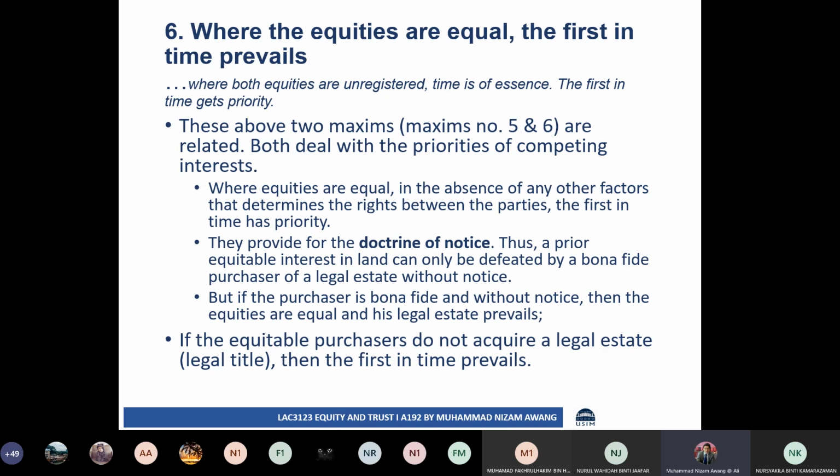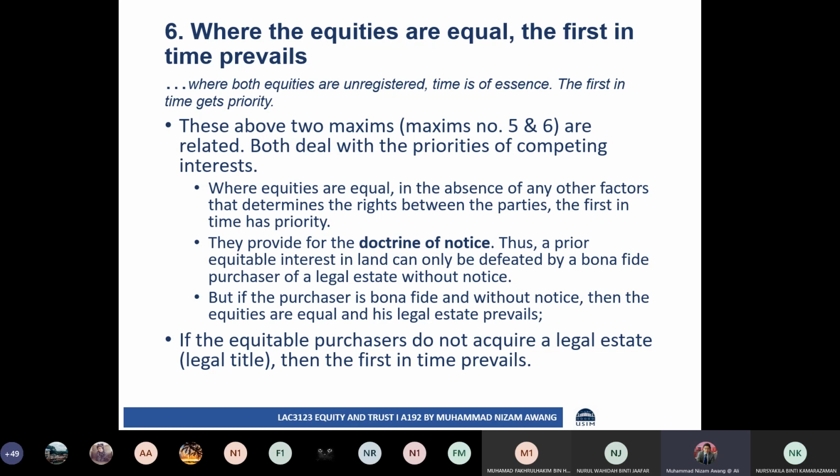So in this situation, who comes first has priority over the other. The first equitable owner who had a transaction with the legal owner has a better right over the subsequent owner. For instance, A had a transaction with the owner X, and B came later as a bona fide purchaser. It does not really matter, but who had the transaction first with the owner? So we go by time is of the essence here.